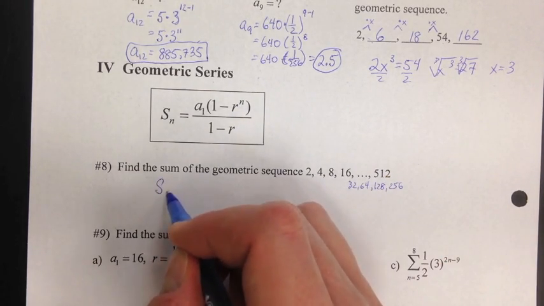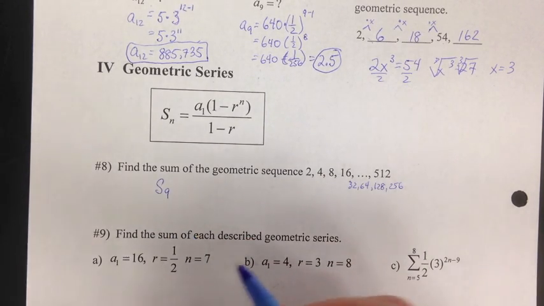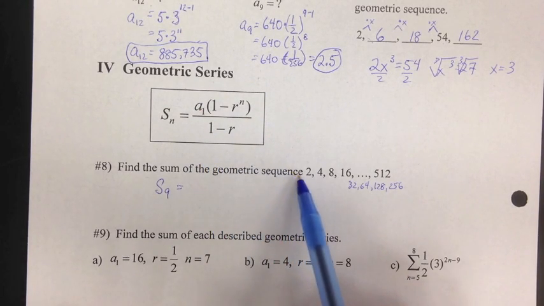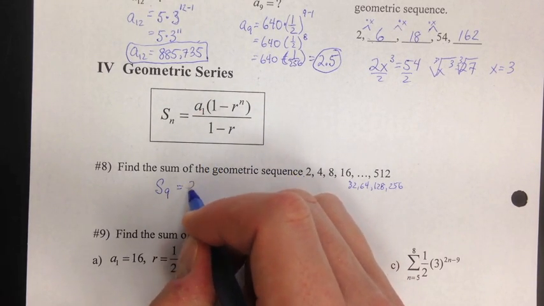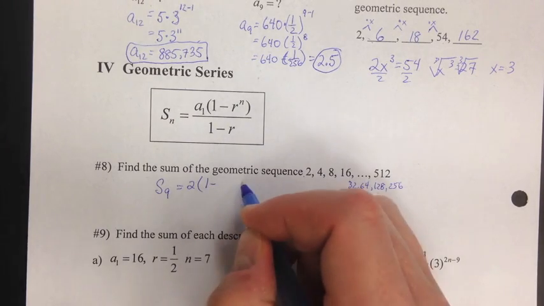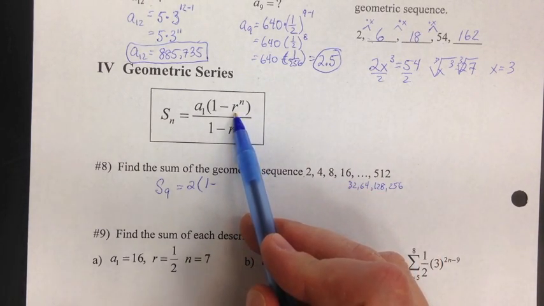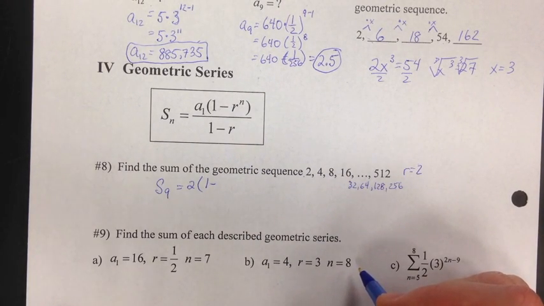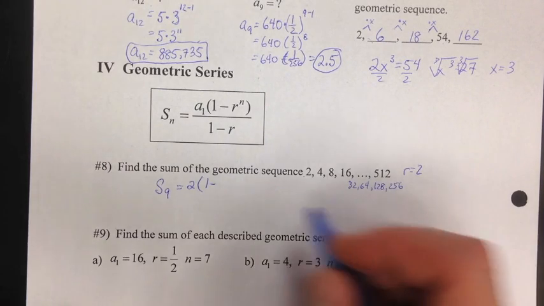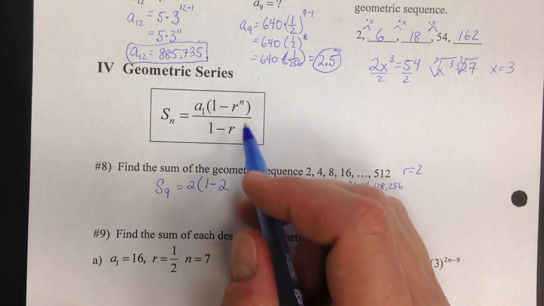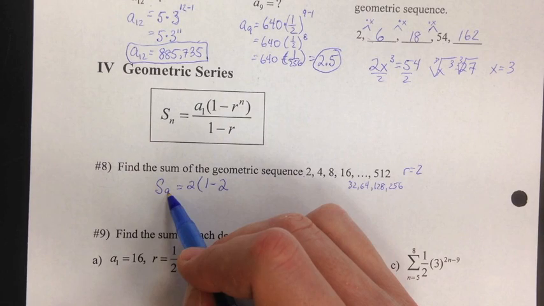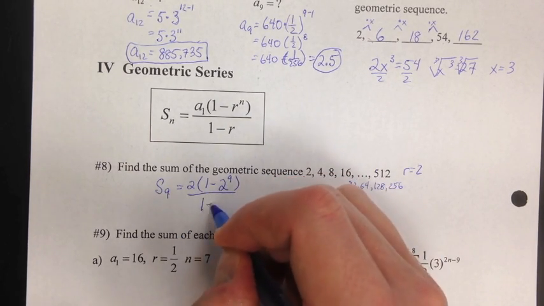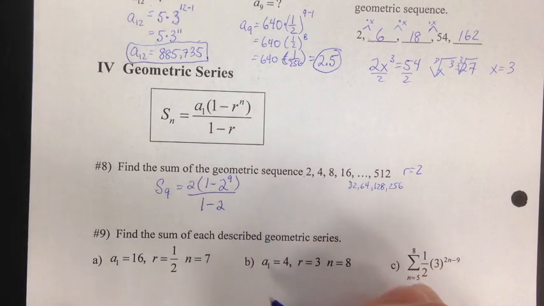So I'm going to find S sub 9, the sum of the first 9 terms, equals A sub 1, the first term is 2. That's how we started. Times parentheses 1 minus r to the nth power. Well, r equals 2. We're doubling it every time to get the next number. So it would be 2 to the nth. N is 9. We're trying to find the sum of the 9 terms. Minus 2 to the 9th.